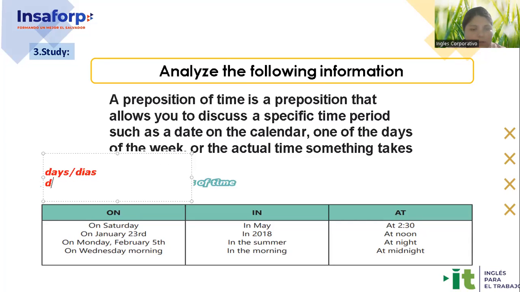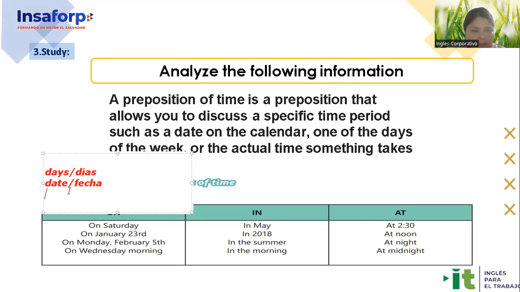So, the second one, it's a date. La segunda es una fecha. So, that's a date, right? On January the 23rd. El 23 de enero, right? On Monday, February the 5th. Seguimos con dates. Entonces, tenemos fechas también. On Monday, February the 5th.